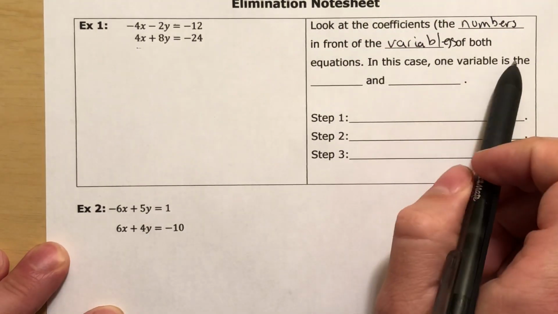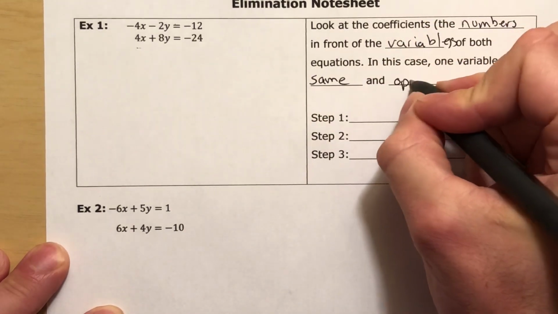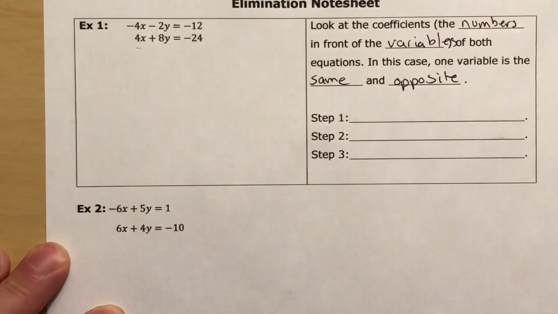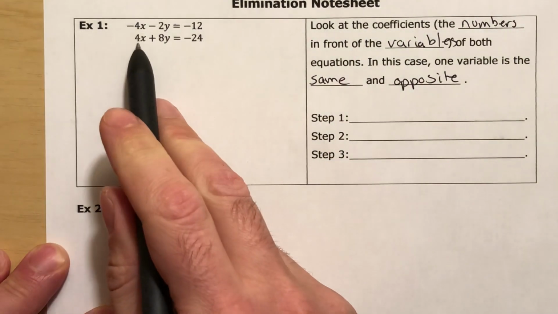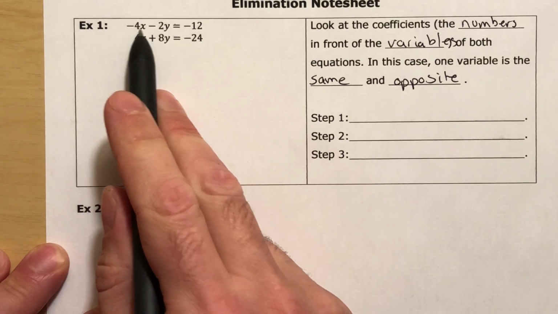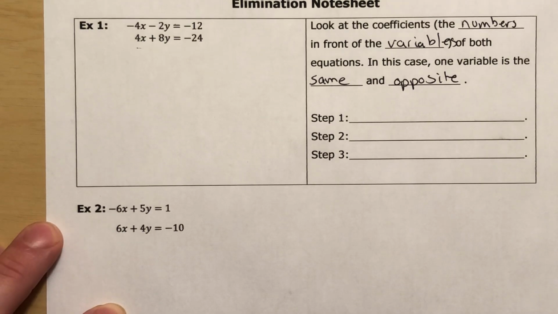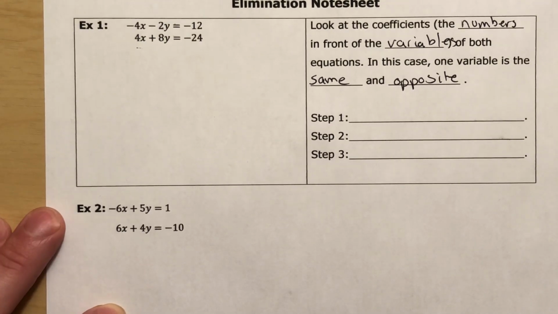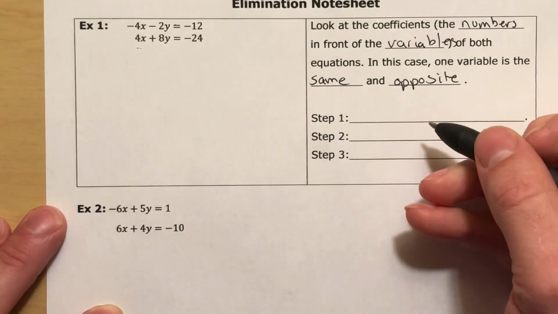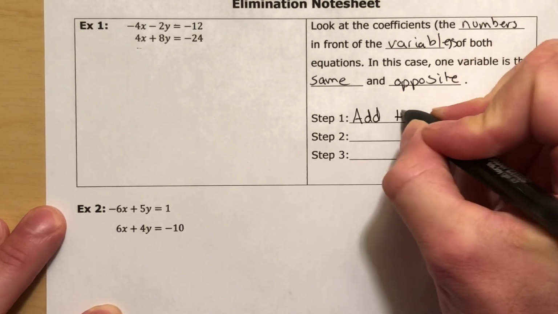In this case, one variable is the same and opposite. So the coefficients of the x's in this problem are the same value, 4, but opposite. One's negative and one's positive. Now, in elimination, we actually want that to be the case. We want them to be the same number but different signs. And the reason we do that is we're going to do a trick to get rid of one of the variables. Step 1 is add the equations.